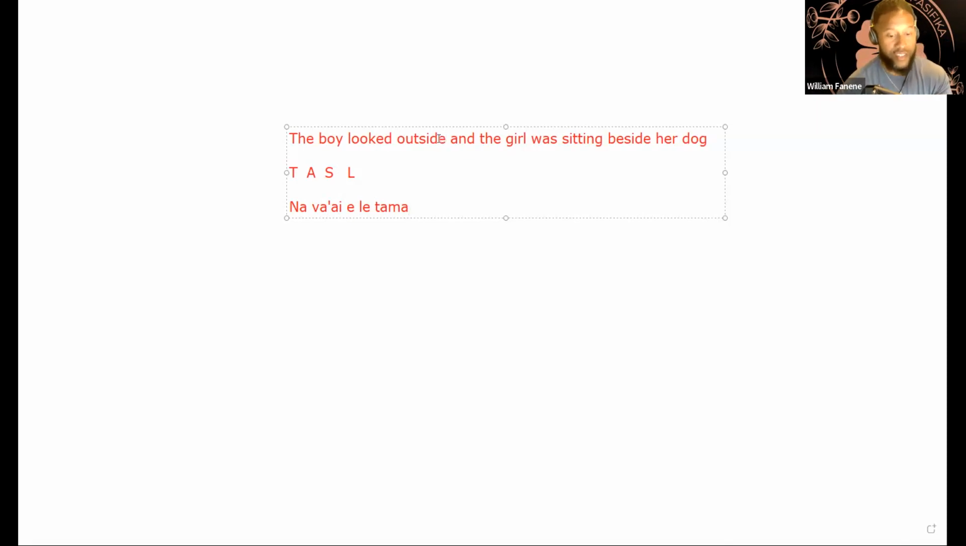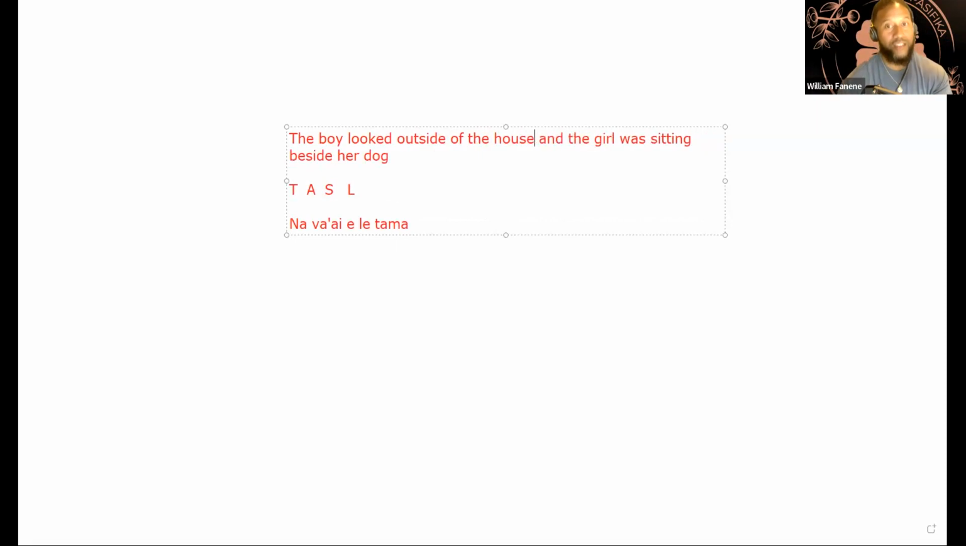Maybe I should add, since I changed it, let me add this part. Look outside of the house. Oh, I'm sorry. Outside of the house, and the girl was sitting by her dog.